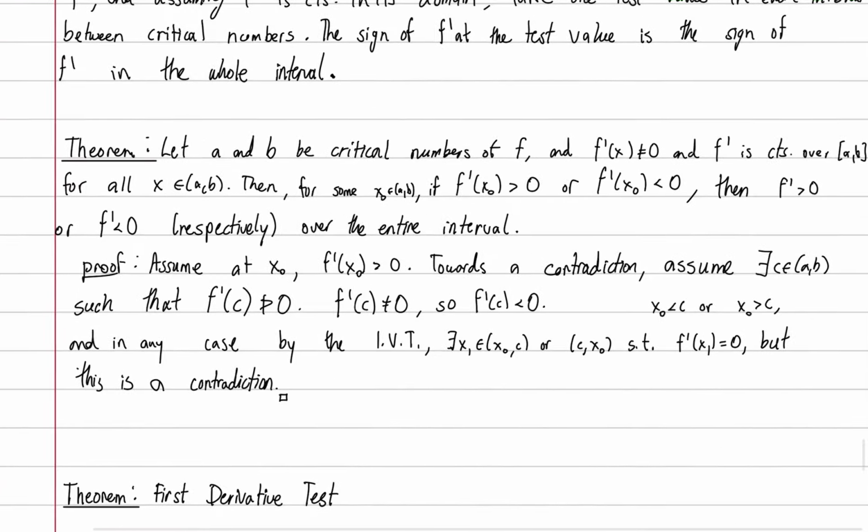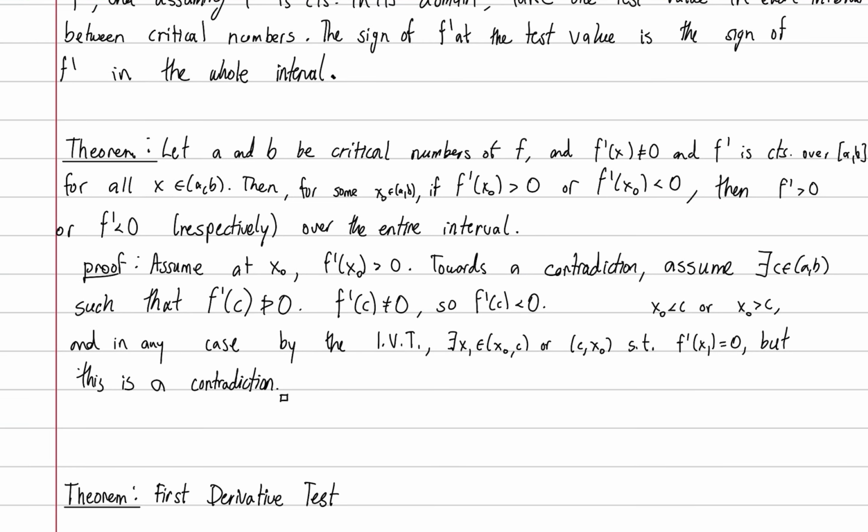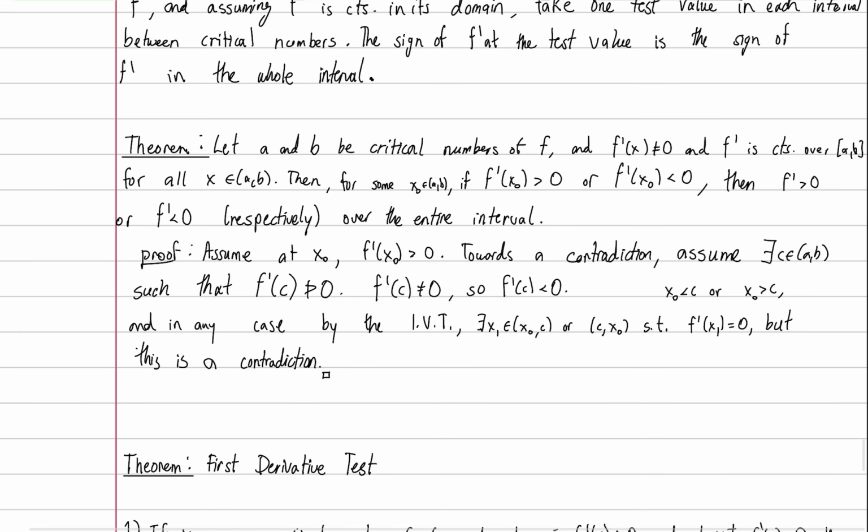And in fact, let's formalize it a bit and prove it. So let a and b be critical numbers of f, and f prime of x is not equal to 0, meaning for all x in a comma b, f prime of x is not 0, and f prime is continuous over a comma b. Then for some x naught in the interval, this is going to be our test value, if f prime of x naught is positive or f prime of x naught is negative, then f prime is positive or f prime is negative respectively over the entire interval. This is what we were just talking about with the test value.